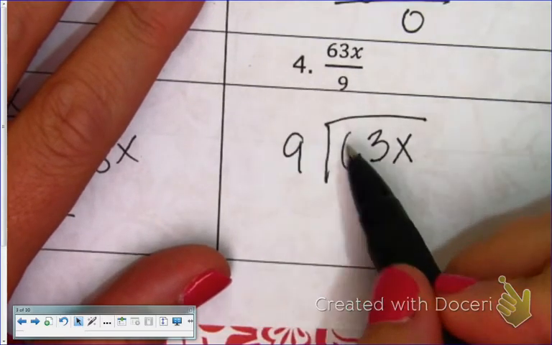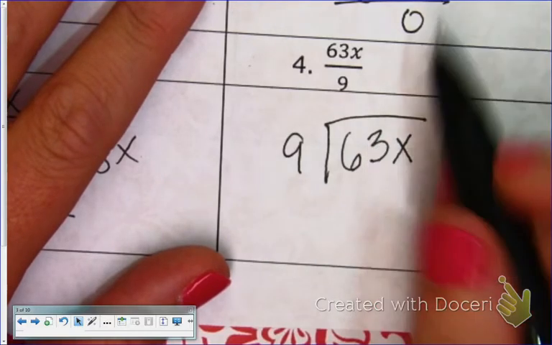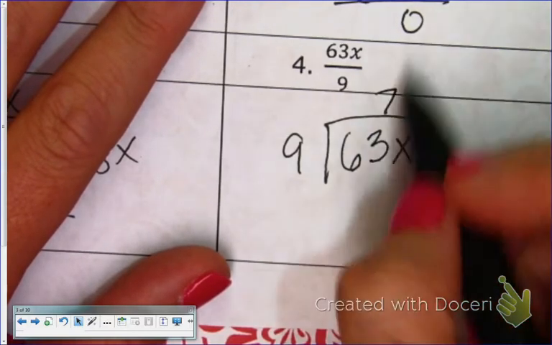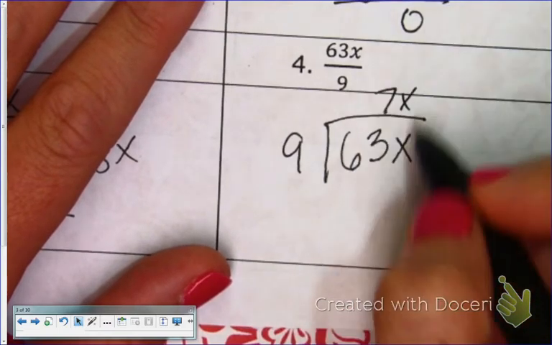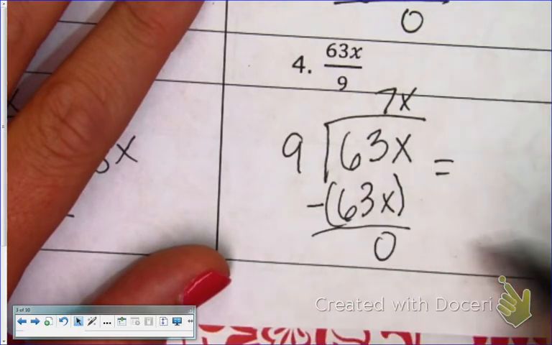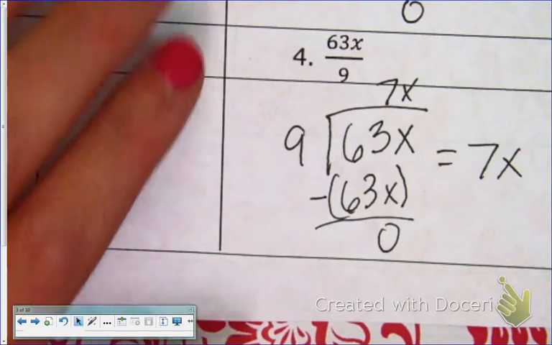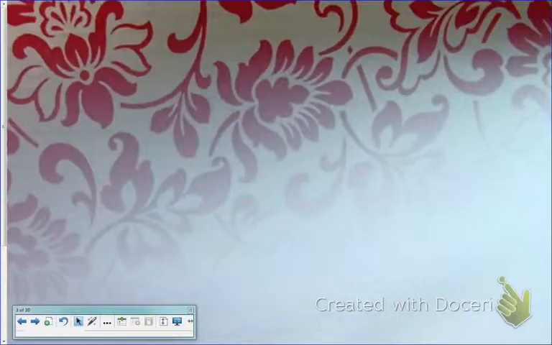So 9 can't go into 6, but can 9 go into 63? 7 times, but I have this x over here, so it has to be 7x. So we multiply. We have 63x. We subtract everything. So it gives me 0, so we have 7x. Now, are you wondering how to do the problem on the back? Yes.